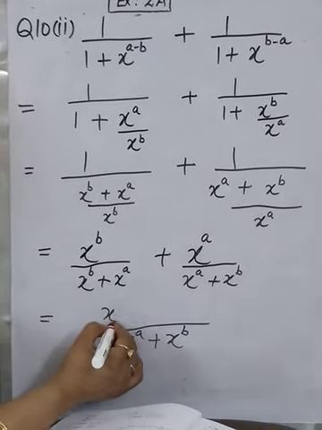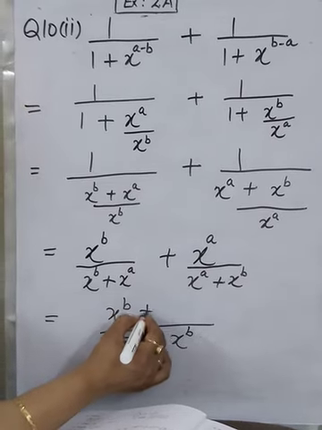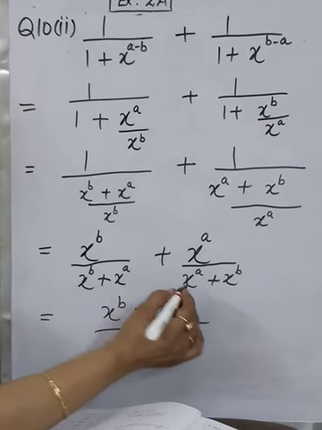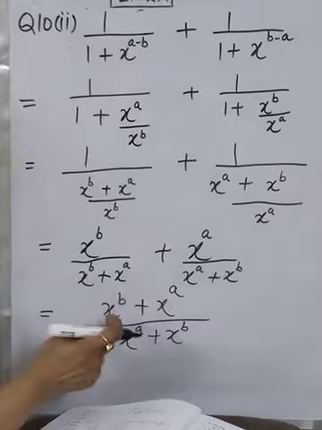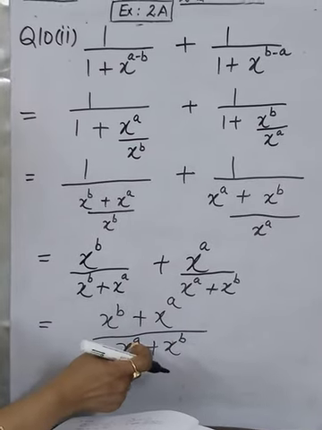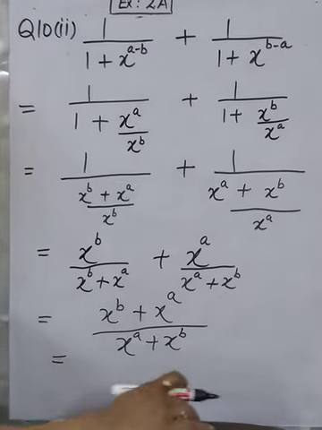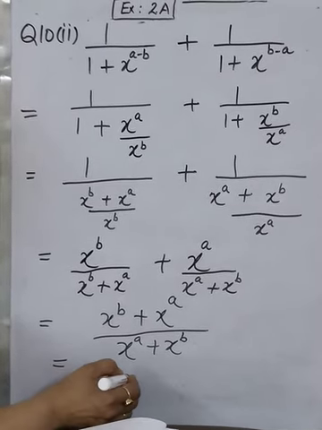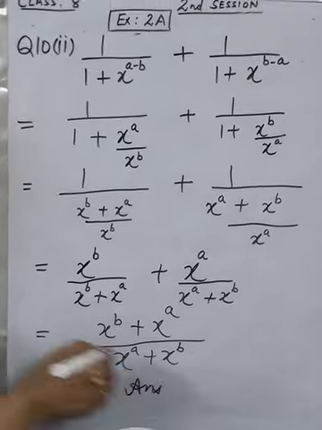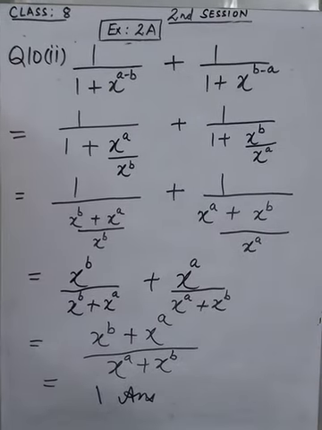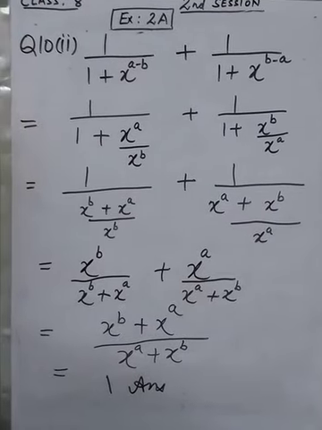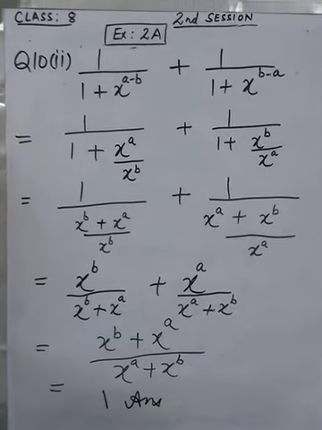What we will get in the numerator are both same. x to the power a plus b, x to the power a plus x to the power b, both are same. That gets eliminated. And what we get? 1. So 1 is the value of the given expression. Hope you have understood question number 10, second bit.